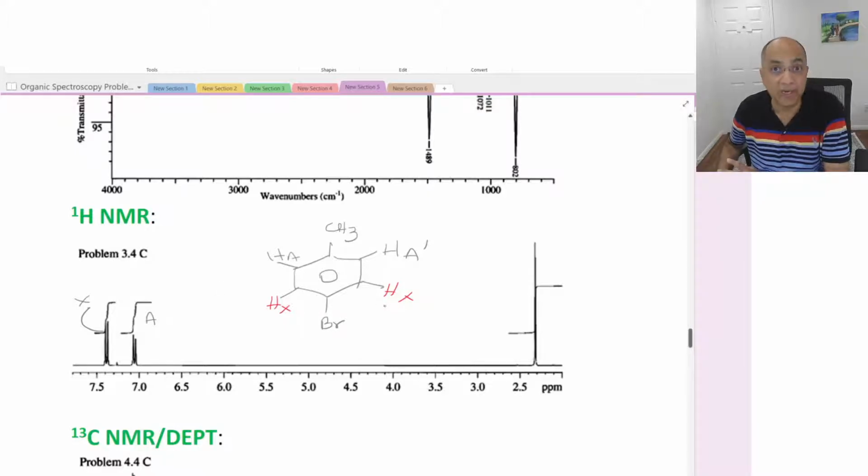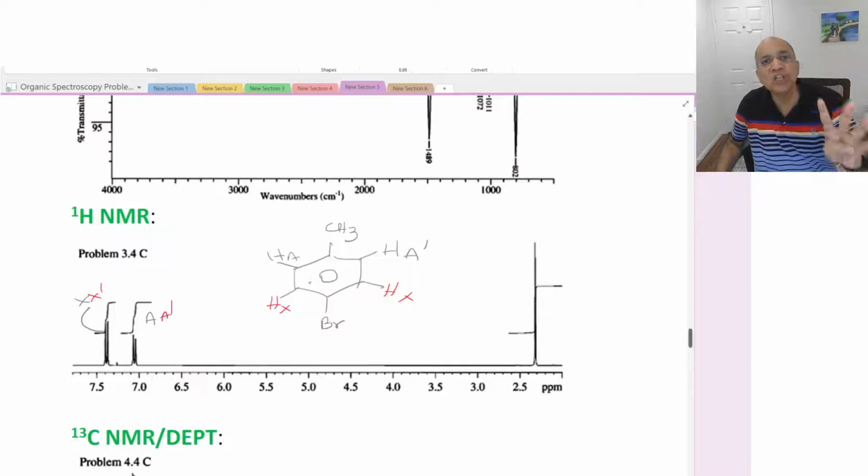It should be a doublet of doublet of doublets because there is a meta coupling and a para coupling. So we'll not go into the details of it. We will say this is an apparent doublet and this is an apparent doublet. This is for the X' and this is for A'. So had it not been para, had it been ortho or meta, we would have all the 4 CH protons non-equivalent, and would have got 4 CH peaks.